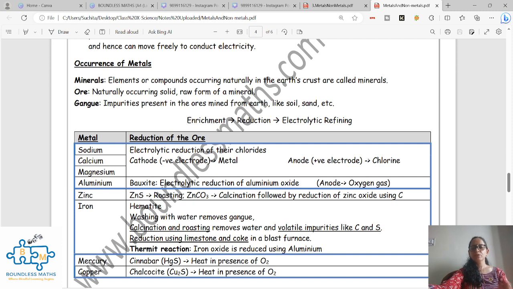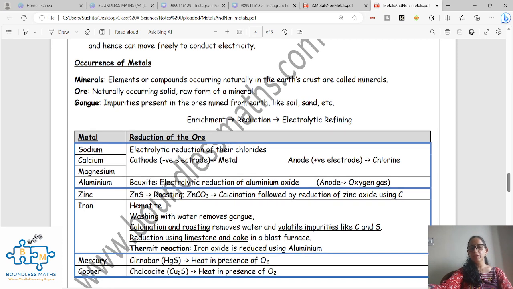The second step is reduction of this ore. Metals exist in their combined form, that is they exist in the form of their sulfides or chlorides or oxides or maybe even carbonates. So they are reduced to pure metals by using different processes. This process is called reduction.